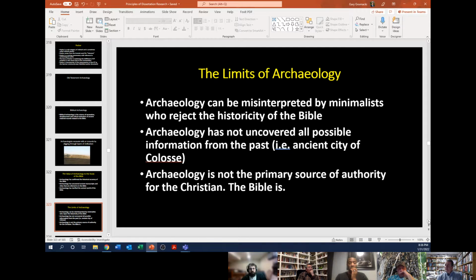So archaeology for us is important, but it's important for us to see that not everything has been uncovered. Probably less than 10% has actually been discovered. For instance, what are we going to find when the city of Colossae is uncovered? That's the excitement of it. But it is not the primary source of authority for us. The Bible is our source of authority.